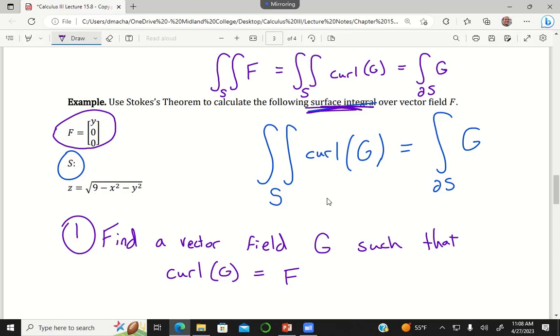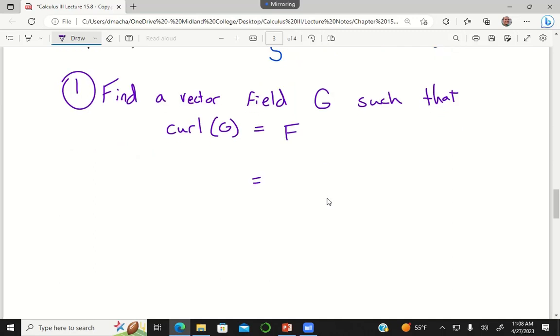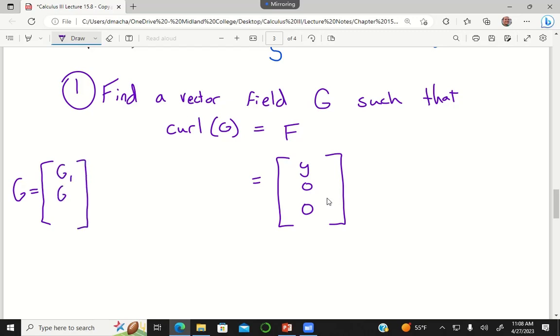If I give you a question like this on an exam, this is actually a little bit difficult to do. We're trying to find a vector field capital G such that the curl of that vector field be equal to F, and at least for this problem, F is a pretty simple vector field. So my vector field F is (y, 0, 0). So let me just say capital G is going to be a 3D vector field, and we'll call these entries G1, G2, G3.